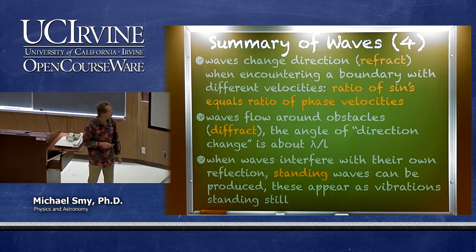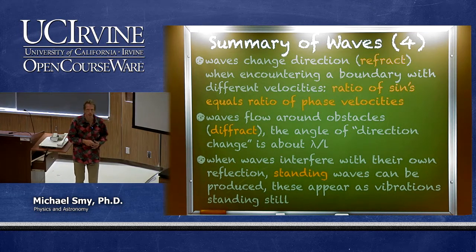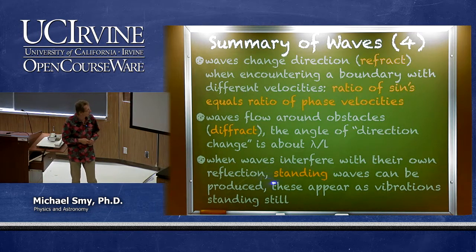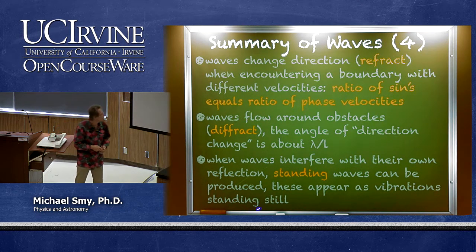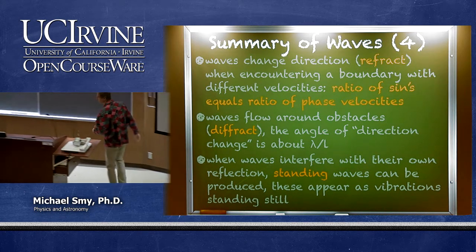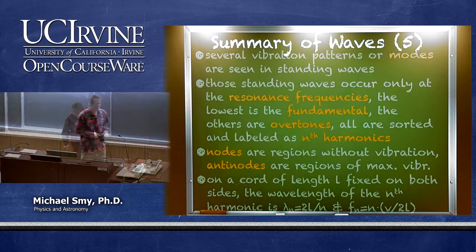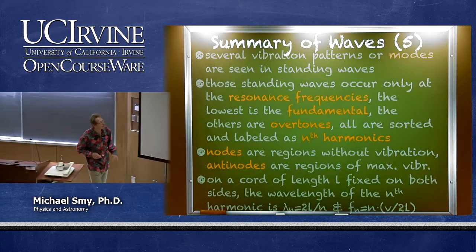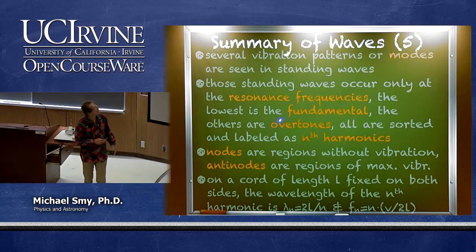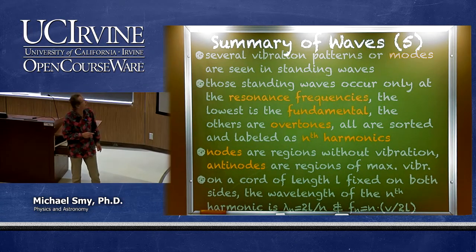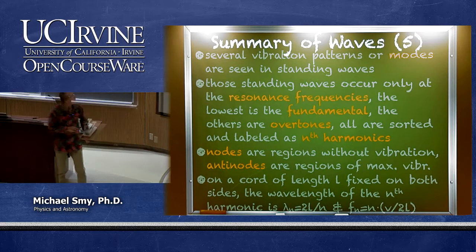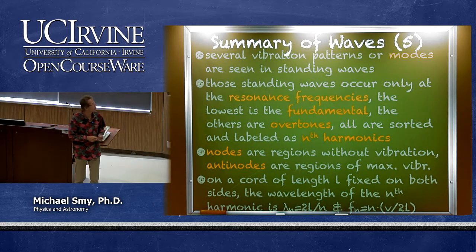Waves can interfere with their own reflections. If that happens, then usually standing waves are produced. These appear as vibrations, but there is no sense of motion in the standing waves. There are several such modes of vibration, and mode just means a particular manner or particular pattern. Each mode has its own resonance frequency.